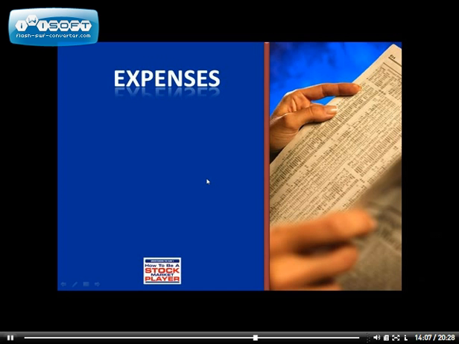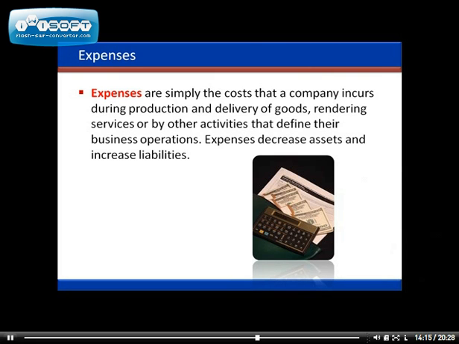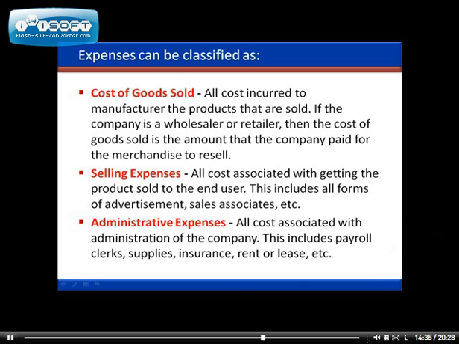Expenses. Expenses are basically simply the costs that a company incurs during production and delivery of goods or rendering services. Anything that is used to do business operations will be considered an expense. An expense decreases assets, and it increases liabilities.